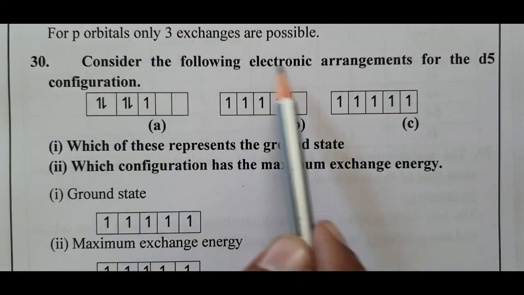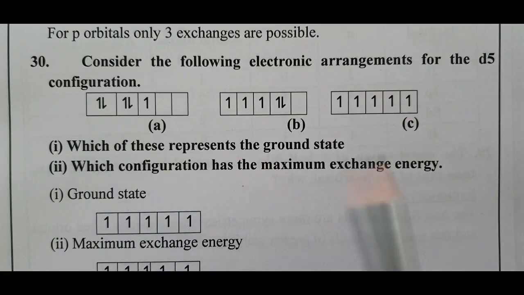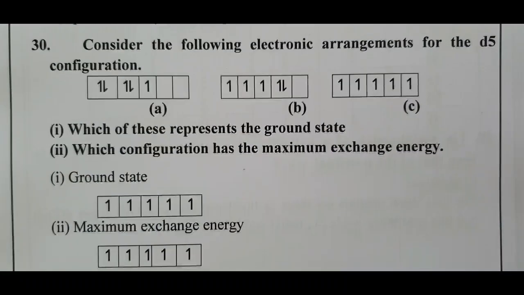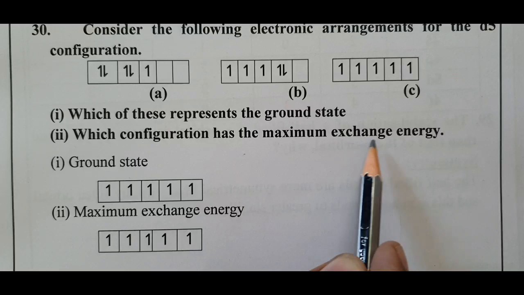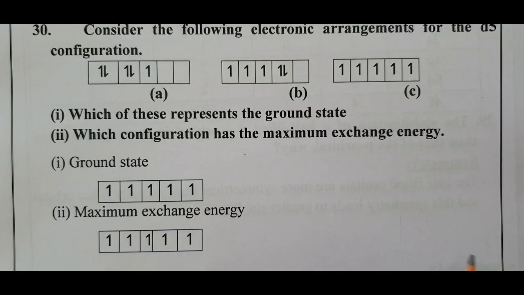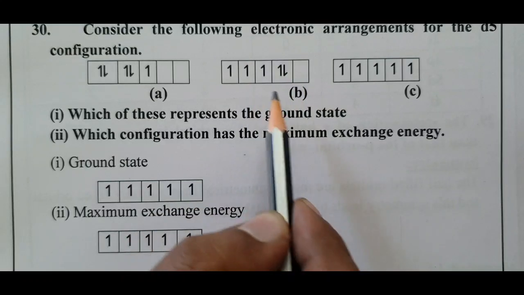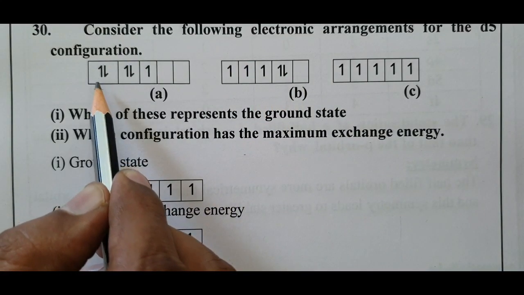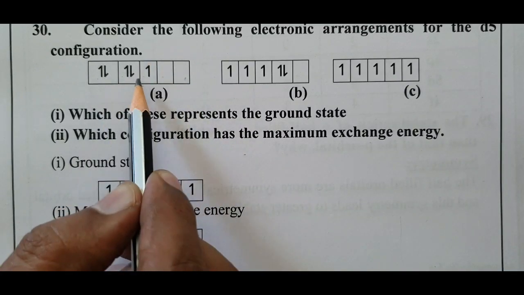Consider the following electronic arrangements for the d5 configuration. Which of these represents the ground state, and which configuration has maximum exchange energy? Remember, the filling of this orbital and these orbitals is wrong. According to Hund's rule, first we have to fill unpaired electrons 1, 2, 3, 4, 5. After that only, pairing takes place.